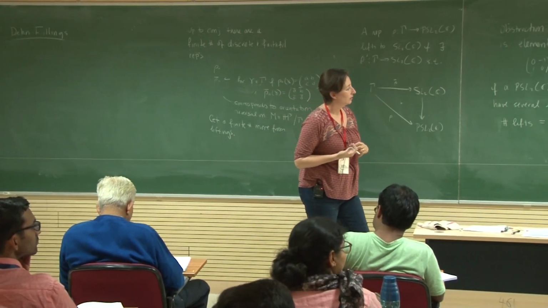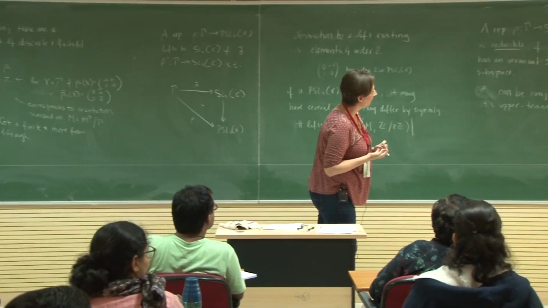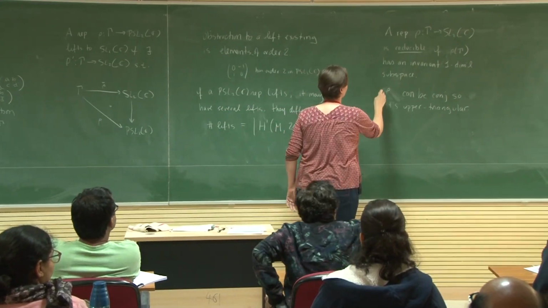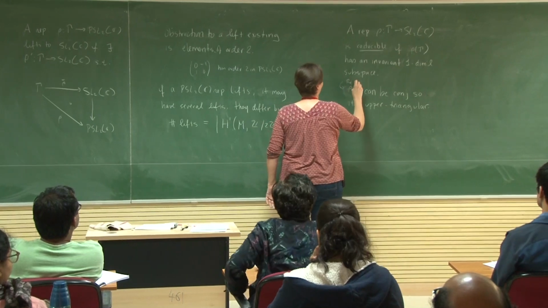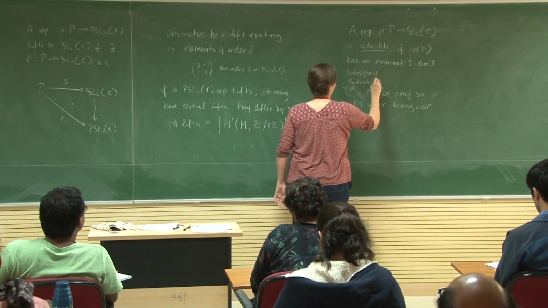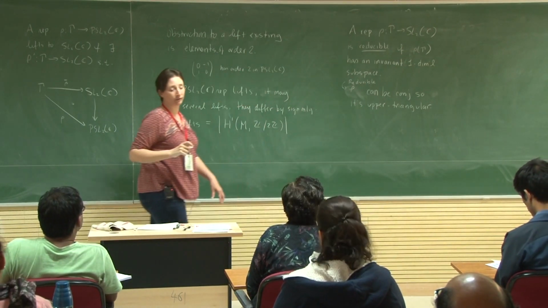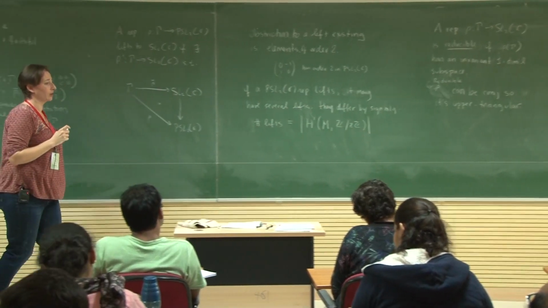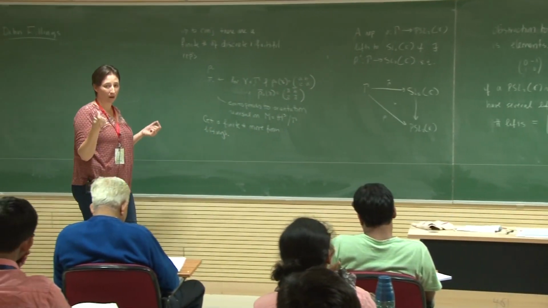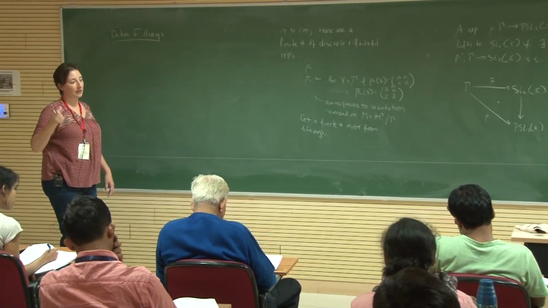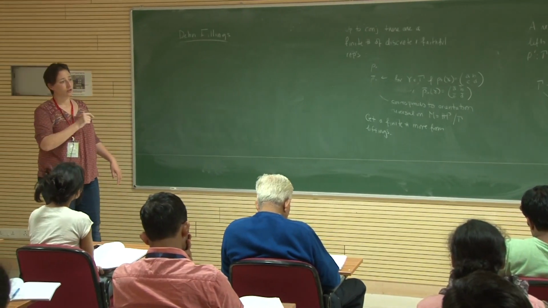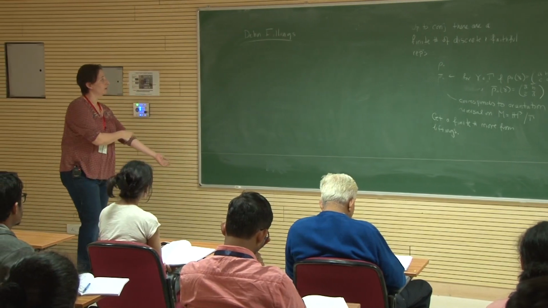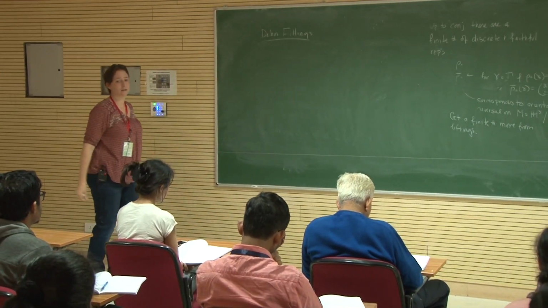Yeah. This last sentence, which representations does that apply to? Reducible ones. Yeah. So you're reducible if and only if you can be conjugated to be upper triangular, because you take your invariant subspace, you change a basis so that it corresponds to your natural basis.